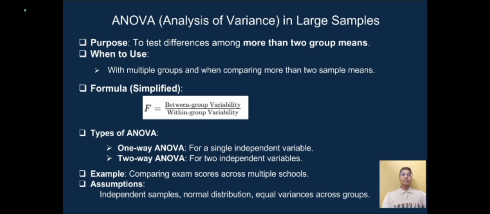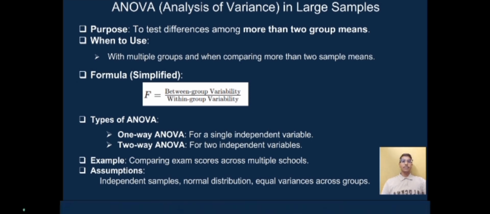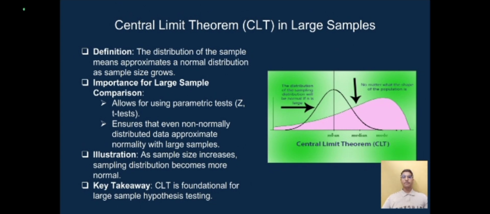There are two types of ANOVA, one-way ANOVA and two-way ANOVA. One-way is for a single independent variable, like comparing exam scores across multiple classes, and two-way ANOVA adds a second variable, such as gender in addition to class, to see how both factors impact scores. And the assumptions: independent samples, normal distribution of groups, and equal variances. ANOVA is especially useful for fields like education or psychology, where we are often comparing multiple groups to understand complex relationships.